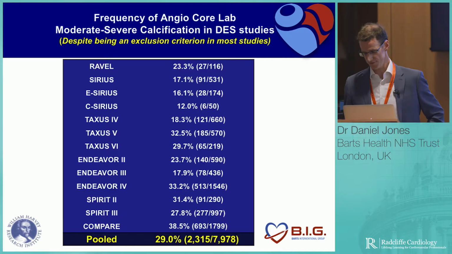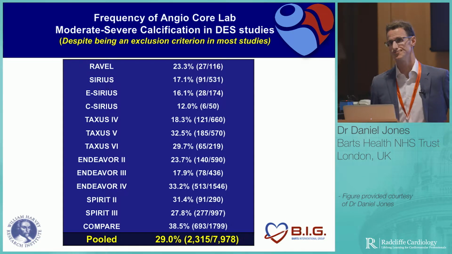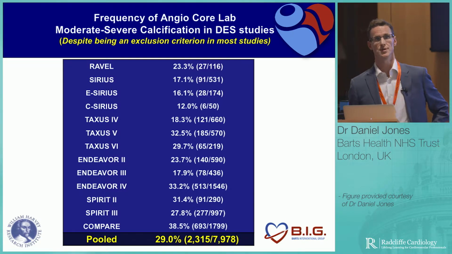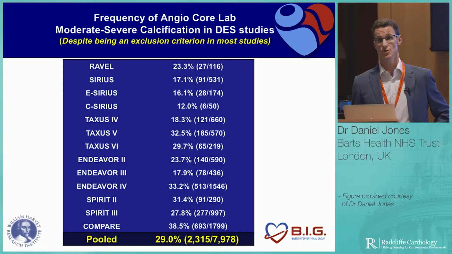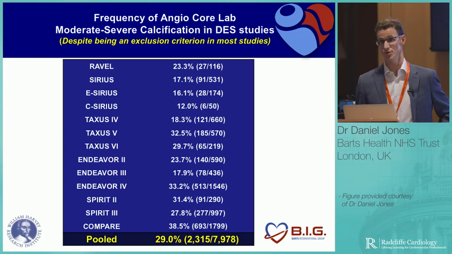Looking at the frequency of calcification seen within studies, this is a table showing essentially 13 drug-eluting stent studies with a pooled incidence of coronary calcification at the bottom. You can see that 29% of patients had moderate to severe calcification. And this is despite the fact that significant calcification was an exclusion criterion for a significant number of these studies. So it's an underrepresentative number.